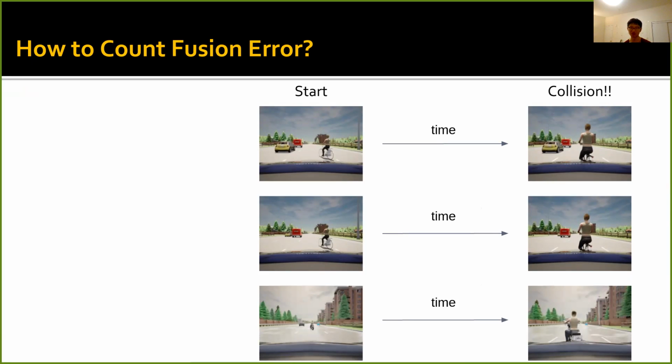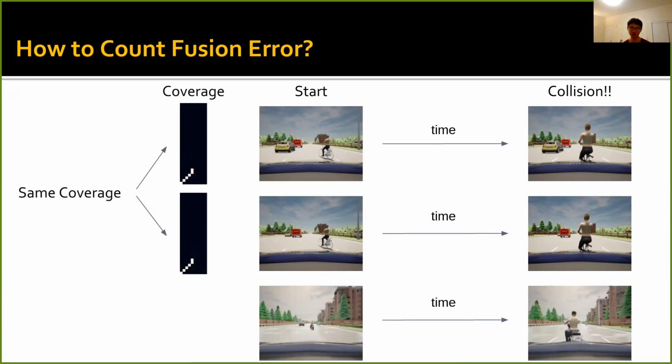So we want to count the first two as the same, but the last one as different from the first two. How to do this? We propose a speed spatial coverage metric, which shows what my speed is at different components of the road, and then we can draw this line, right? The first two have the same coverage because the ADAS has the same behavior. The third one has very different coverage compared with the first two. So if the coverage is different, then we count them differently. Otherwise, we count them the same.